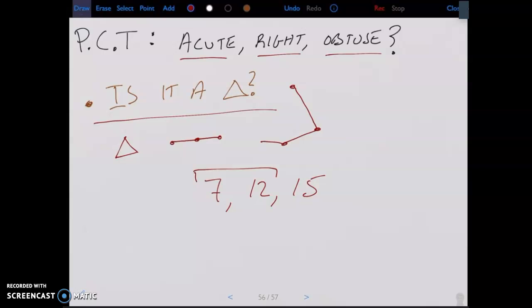When you add the two sides, that'll be the maximum the third side can be in order to be a triangle. And when you subtract the two, that'll be the minimum. So now, is 15 in between 5 and 19? Yes, it is. So this is a triangle. Easy. Easy. Let's do one more.